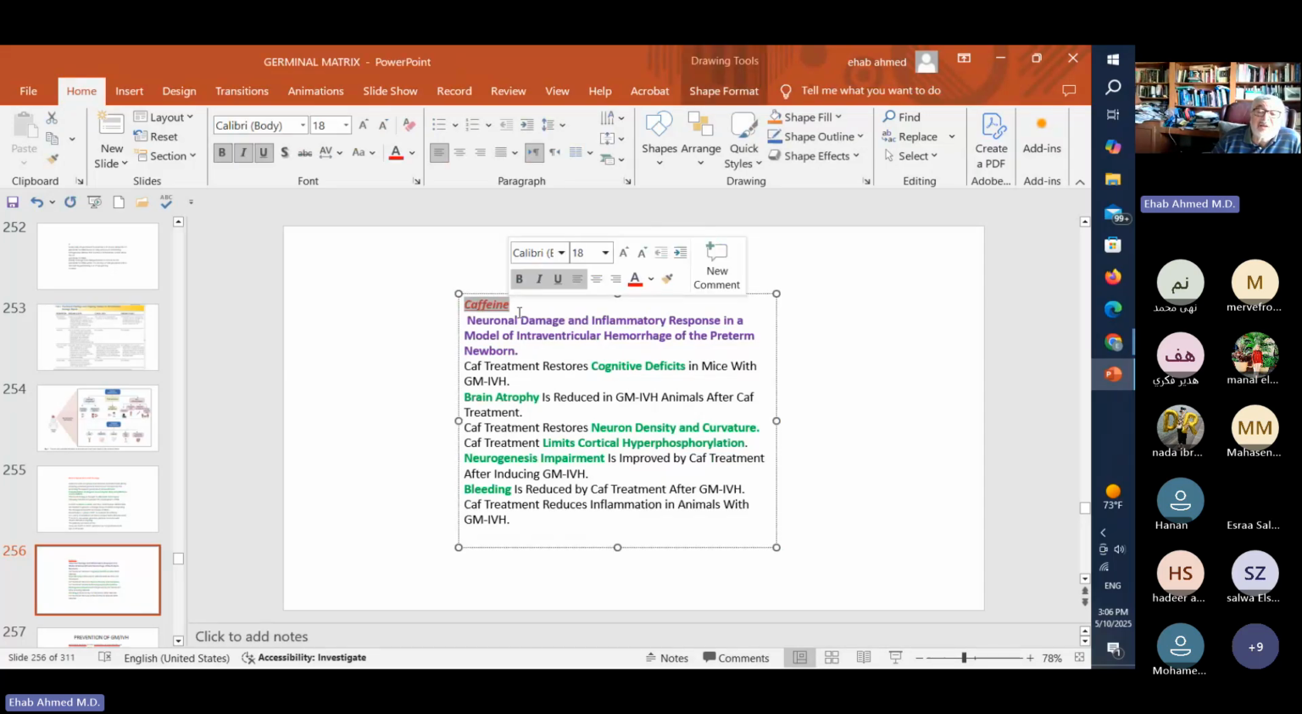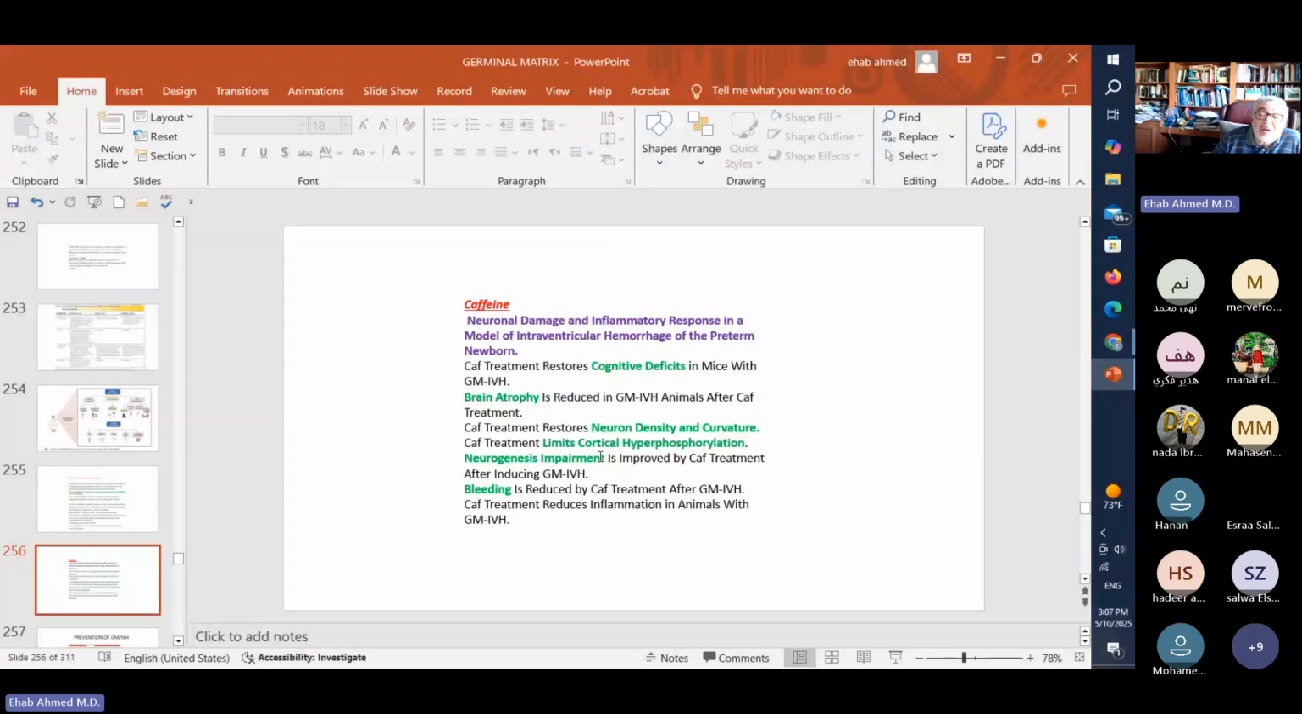And you can also conduct a very good research study, which is very easy. Two groups, group 1 with caffeine, group 2 no caffeine, and see if it can prevent bleeding. And if bleeding occurs, how can it help treat brain atrophy and cognitive deficits, which will show up later. You can do it in combination with pediatric neurology. And Dr. Amar, what do you think about this idea?